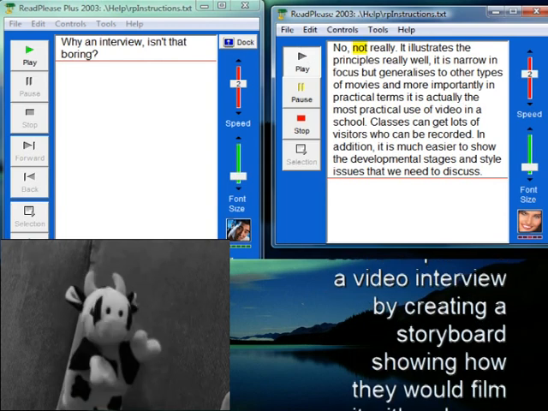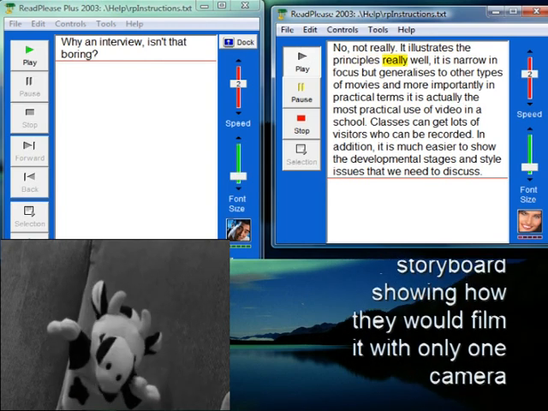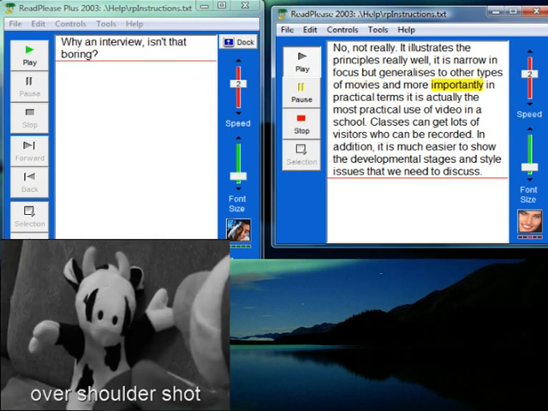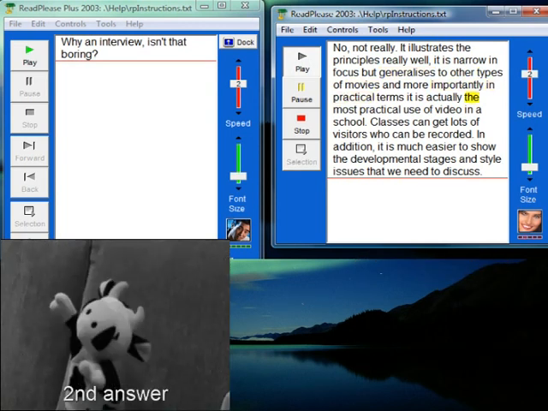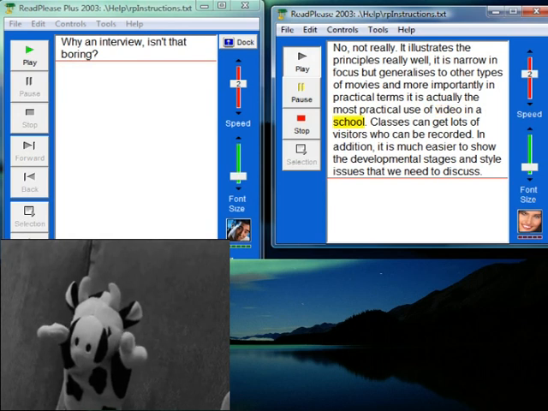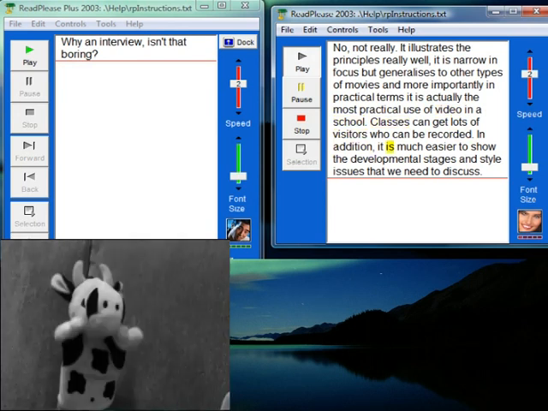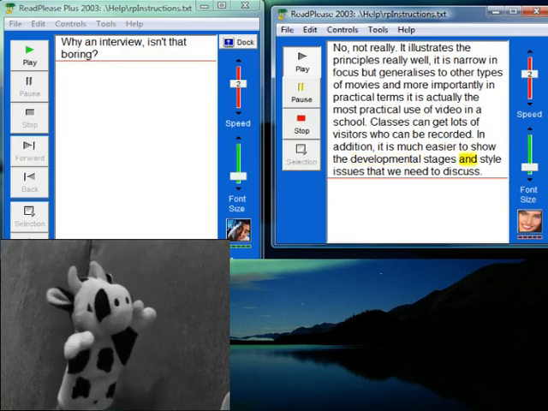No, not really. It illustrates the principles really well. It is narrow in focus but generalizes to other types of movies, and more importantly, in practical terms, it is actually the most practical use of video in a school. Classes can get lots of visitors who can be recorded. In addition, it is much easier to show the developmental stages and style issues that we need to discuss.